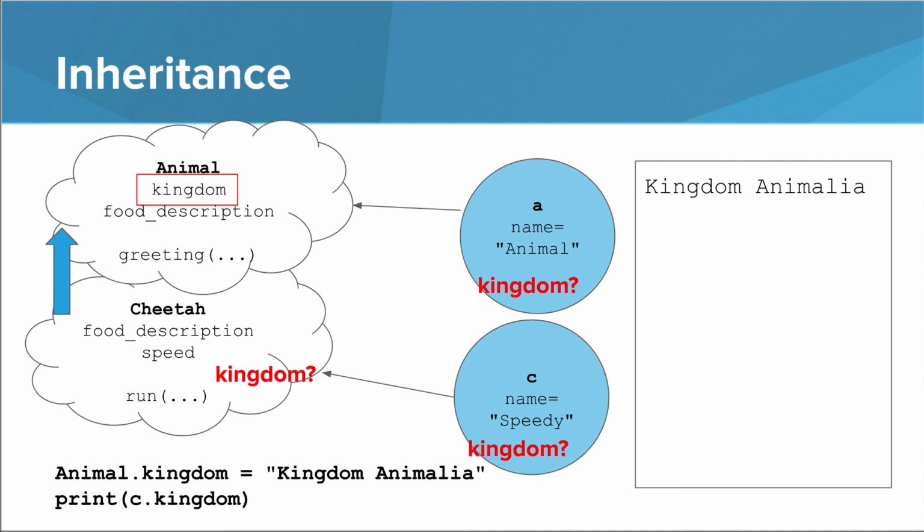Of course, if we define a variable called kingdom on the cheetah class or on an instance of either class, some degree of shadowing will happen, which limits the impact of changing the variable kingdom in the animal class. I'd highly recommend working through the animals example in this lesson to see some of the ways in which shadowing can occur when we have a superclass, a subclass, and instances.